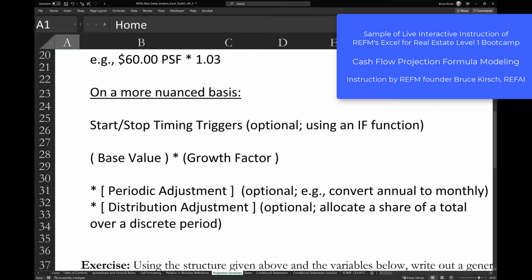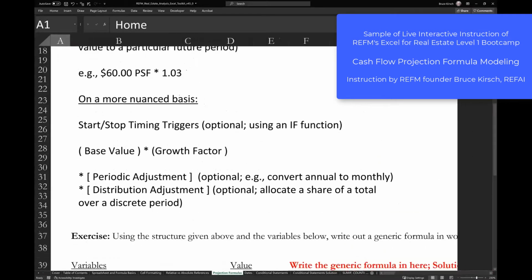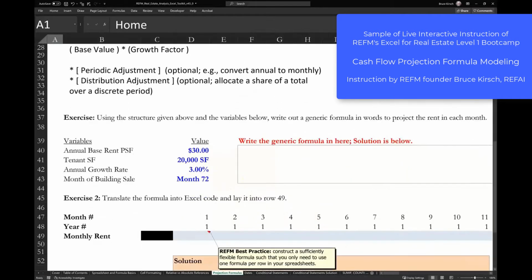And last is what I call a distribution adjustment. Sometimes you have to apply a ratio for a particular discrete period of time, like operating expenses during the initial lease up of a newly developed apartment building. Maybe you only want to charge 80% during X number of months, the first months of operation, and then you ramp that up to 100%, something of that nature. Definitely more nuanced. Again, at the most basic level, you've got a base value and growth rate.